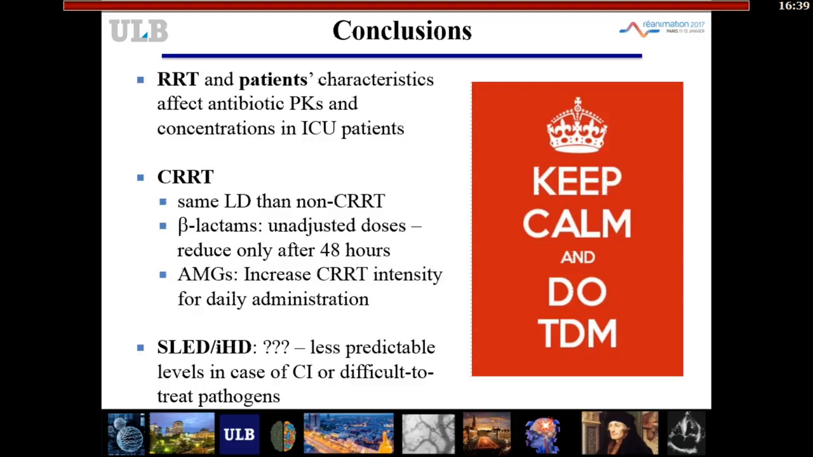RRT technique, you have to give the same loading dose as in patients without RRT or without any acute kidney injury. Then in beta-lactams, you have to use unadjusted dose in the early phase, just to reduce the dose after 48 hours, especially again if you deal with difficult to treat pathogens. If you have very susceptible pathogens, this regimen doesn't apply. For aminoglycosides, you can increase the intensity of CVVH to potentially give daily your very high aminoglycoside dose.